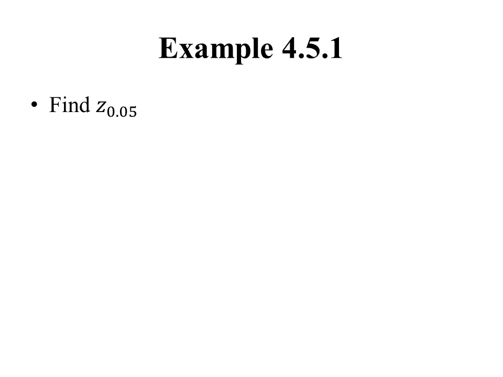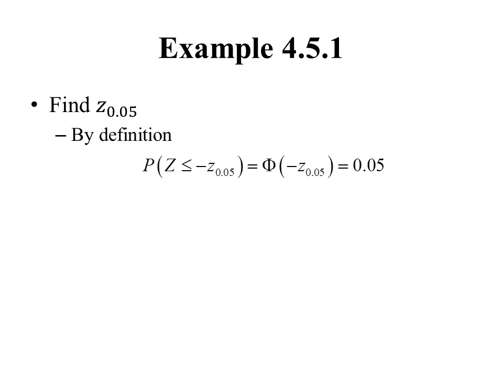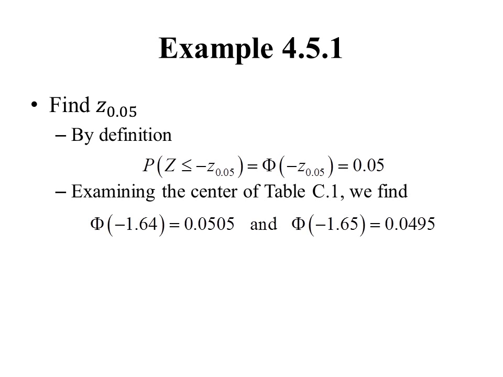Let's do another example of finding a critical value. Let's find z sub 0.05. So by definition, we need phi of negative z sub 0.05 to equal 0.05. And so again, we look through the center of table C1 for an area as close to 0.05 as we can. And what we find is two areas, 0.0505 and 0.0495, and there are the corresponding z-values. And we see that both those areas are equally close to 0.05.